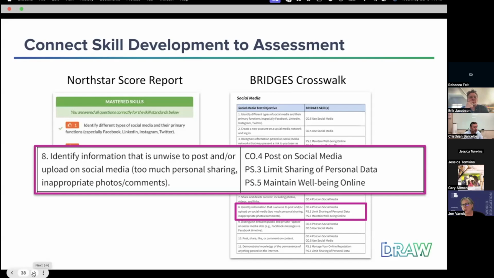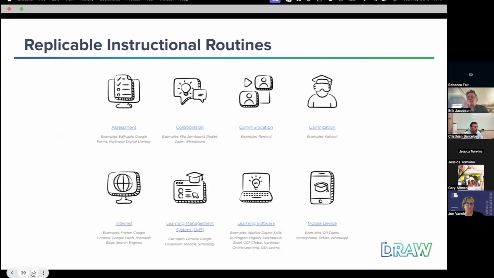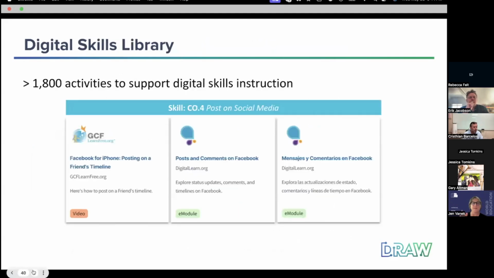Okay, so the last bit on the framework is that, to make this really easy, because we really do believe in the power of instructional routines, we actually link to routines that support some of these skills. So that's the last element of the Bridges framework. And all of the skills in the Bridges framework are also linked to a repository of open and free resources called the Digital Skills Library, also created as part of the Digital Resilience in the American Workforce Project.